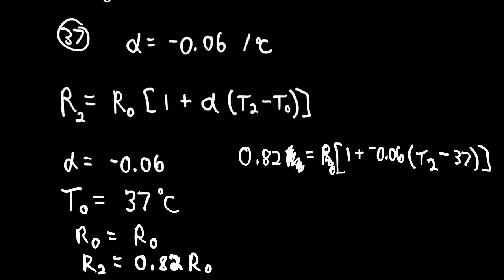Sneaky, sneaky. That's every teacher's favorite sound. I can cancel that out. Oh! If you were cartoons, I'd see little light bulbs. Okay, so this is 0.82 equals 1 plus negative 0.06 times T2 minus 37.